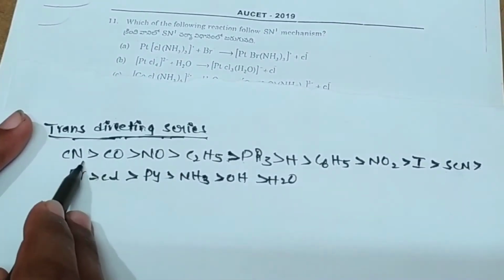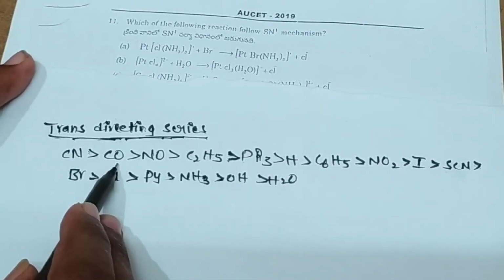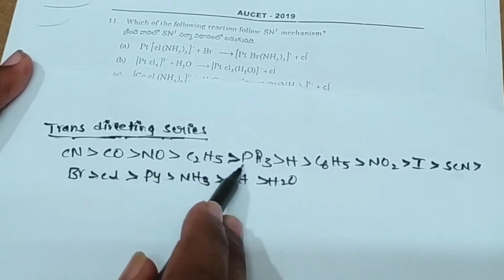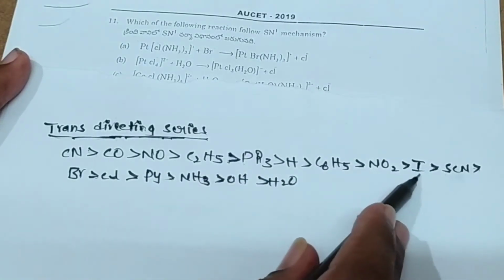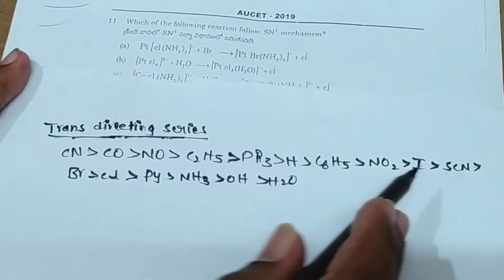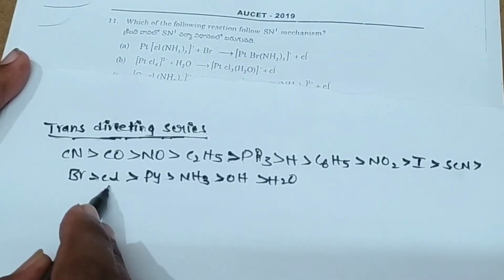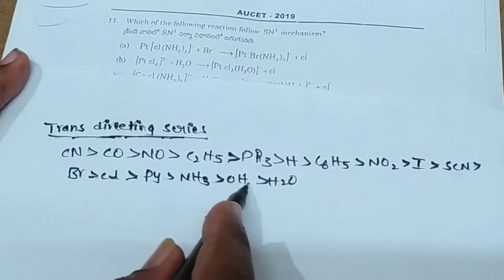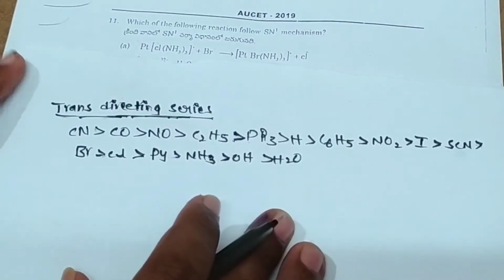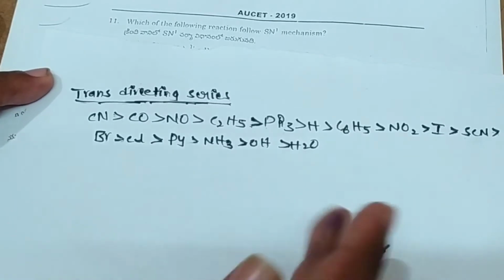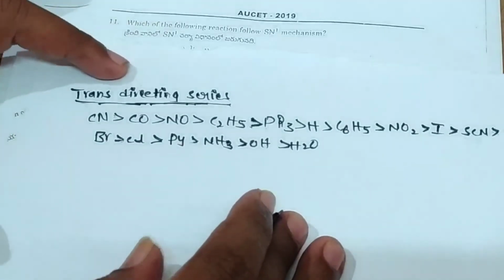First is cyanide, then CO and NO, then C2H5- and PR3, then H-, C6H5-, NO2-, I-, SCN-, then bromide, and then Cl-, pyridine, NH3, OH-, H2O. These are the trans-directing abilities, and they apply in square planar complexes.